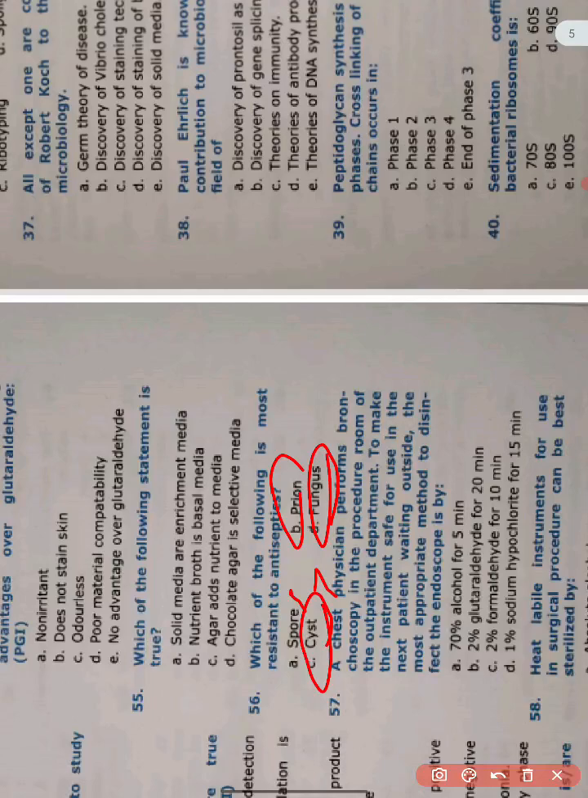What do you have to do? As I discussed in my previous class, you have to use glutaraldehyde. How much percentage? 2%, for 20 minutes. The ideal method for disinfecting heat labile equipment like endoscopes is 2% glutaraldehyde for a minimum of 20 minutes. The contact period should be 20 minutes.